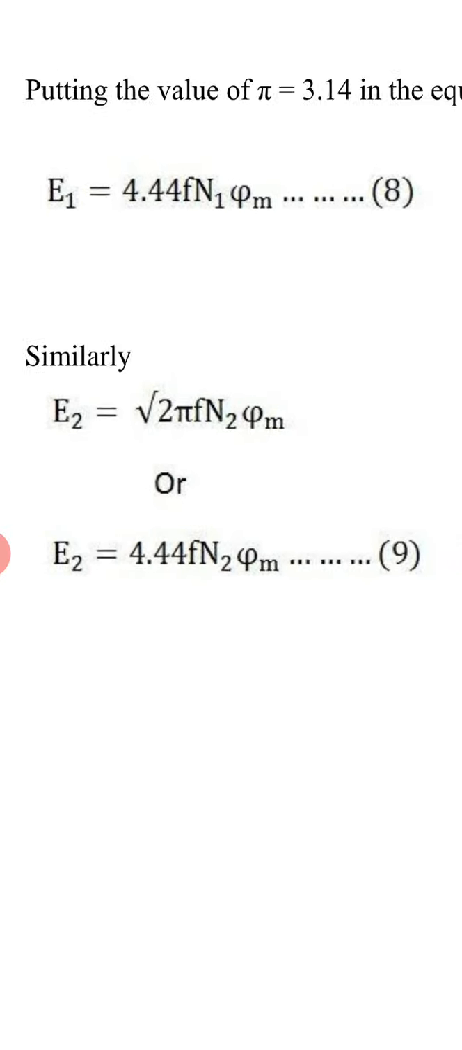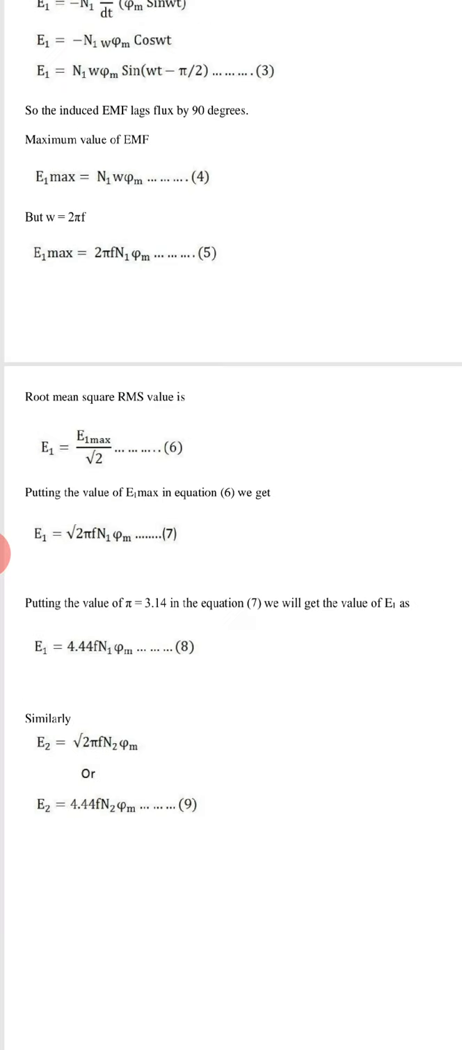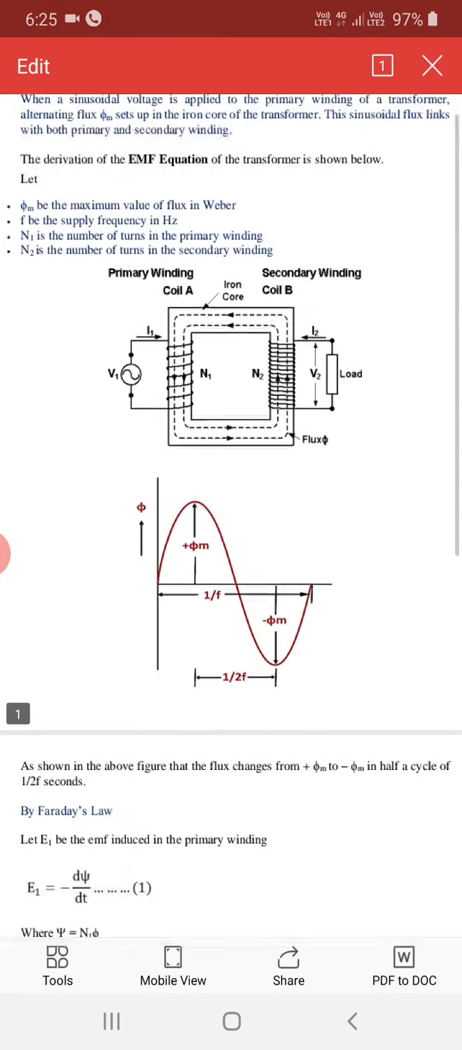Here we can see that the frequency is the same in both the equations because frequency does not change. Whatever frequency we feed to the primary circuit, we get the same frequency from the output side, and the flux is also the same. The common flux links with both the windings, primary as well as secondary. But the induced EMF in both the windings differs just because of the number of turns. So this is all about the EMF equation of the transformer.